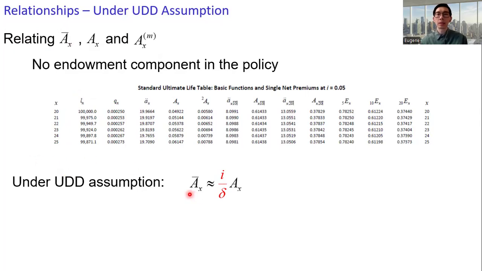A bar x is approximately equal to i over delta times A_x. And for the monthly insurance, this is approximately equal to i over i^(m) times A_x. And we can get A_x from the life table. And with this approximation, the value is exact under UDD.